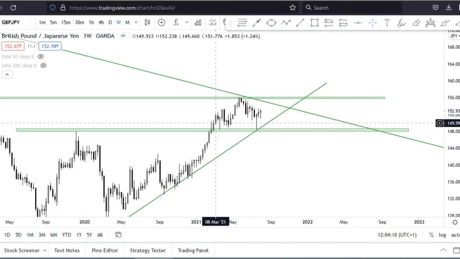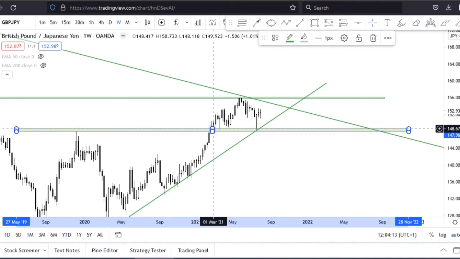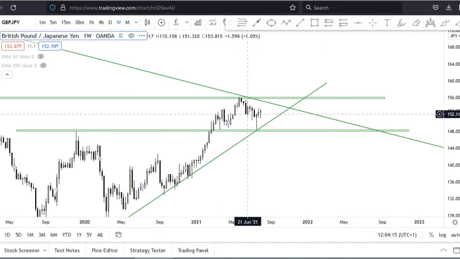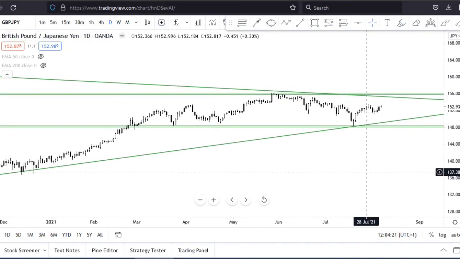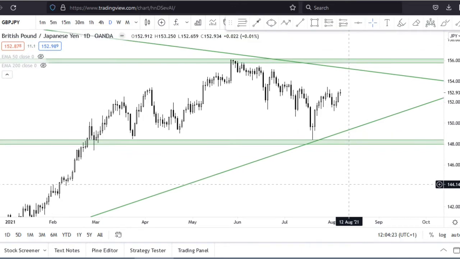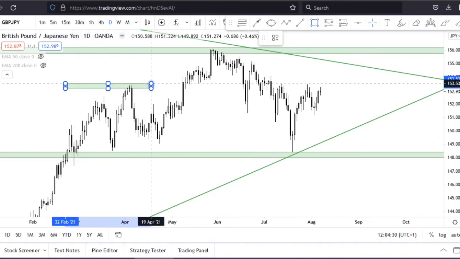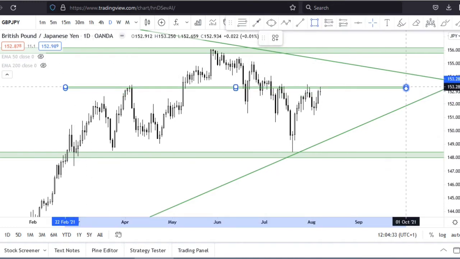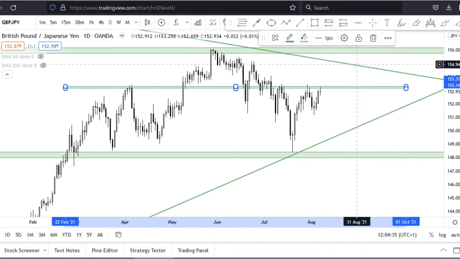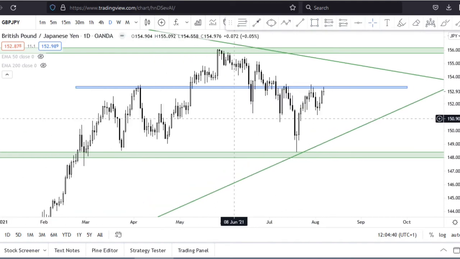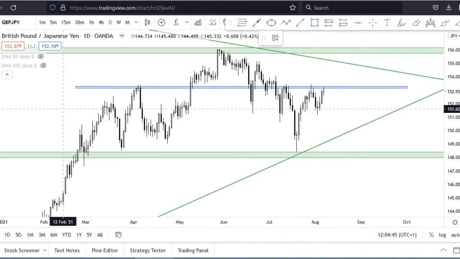When we go to the daily time frame, we can identify more key areas that we'll be looking to capitalize on. On the daily time frame, we can see that price has gotten to this level of resistance over here, which we'll represent with the blue line. So that's where we are, at this level of resistance, and we can identify our level of support easily over here.